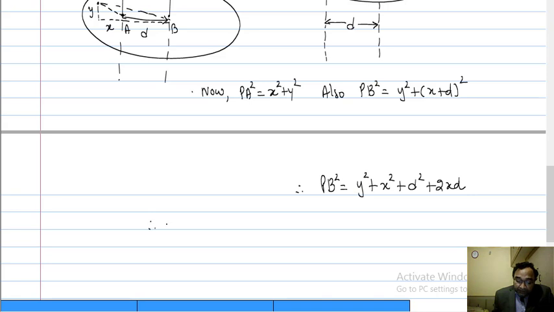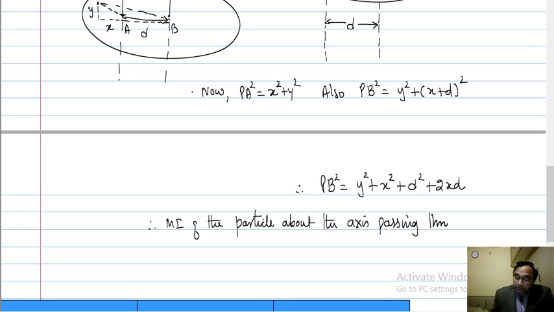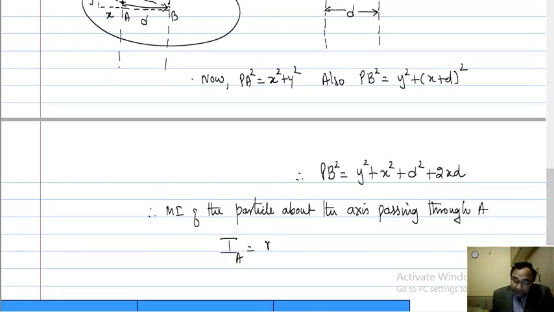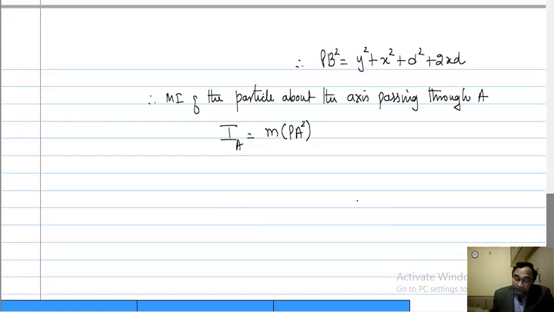So, therefore, what we can say now? Now, moment of inertia of the particle about the axis passing through A. What we get? We can say moment of inertia about passing through A, let us say it is this one, is mass times square of its distance from the axis, that is PA square. So, mass times PA square is m times x square plus y square.